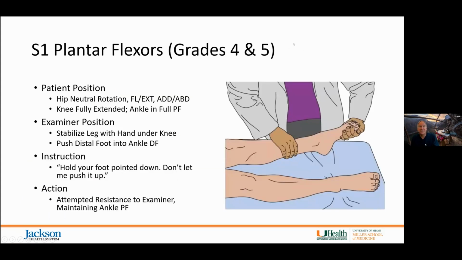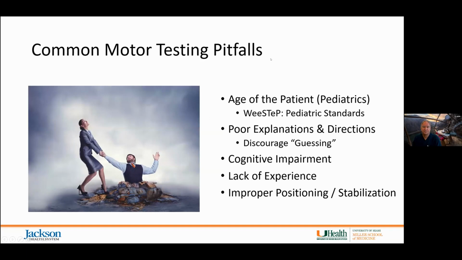Then you're trying to determine if it's normal strength or not. So you have them push their foot down and then ask them not to let me push it up. I'm going to be trying to force it into a dorsiflexed position. I score them a 5 if it's age and gender matched normal. Less than a 5, that is a 4, if it's not at least age and gender matched normal.